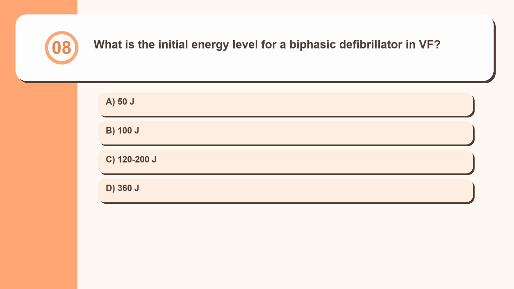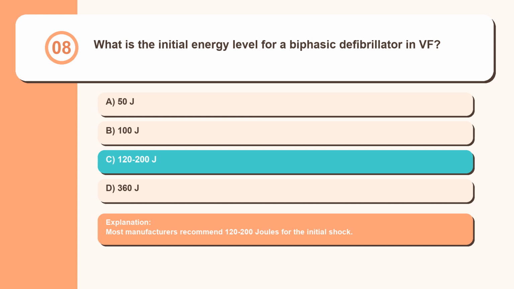Question 8. What is the initial energy level for a biphasic defibrillator in VF? 50J, 100J, 120 to 200J, 360J. Most manufacturers recommend 120 to 200 joules for the initial shock.